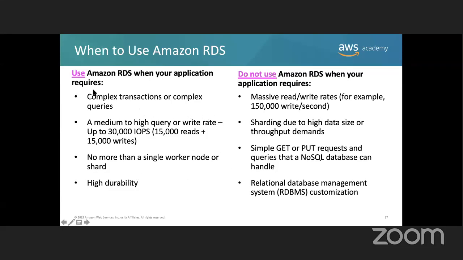Now, if it is not this, then don't use RDS. You have to use something more powerful than that. If you have massive write rates, for example, 150,000 writes per second, then RDS is not for that, because this is for 50,000 reads and 50,000 writes. Sharding due to high data size or throughput demands. When you don't need shards, then this is the one. If you see shard, you need shard.